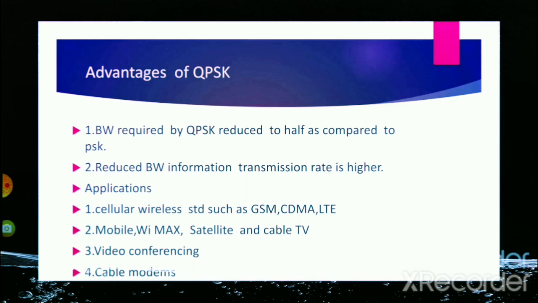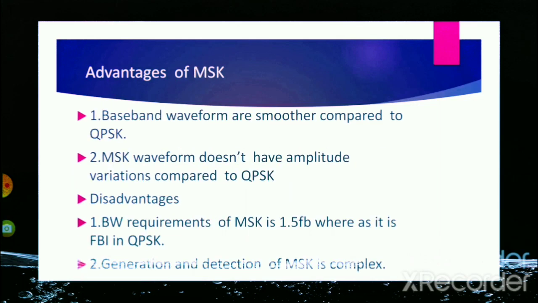Video conferencing, cable modems. Advantages of MSK: baseband waveforms are smoother compared to QPSK. The MSK waveform does not have amplitude variations compared to QPSK. Disadvantages: the bandwidth requirement of MSK is 1.5 FB, where it is FB in QPSK. Generation and detection of MSK is complex.